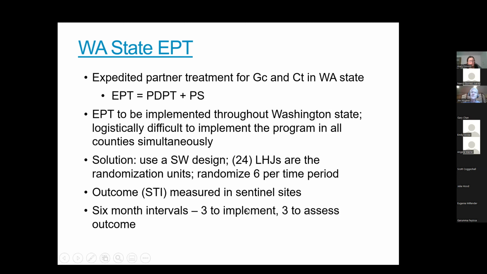Now, on the whole issue of how long it is going to take to implement this, we planned for about 6 month intervals between steps. And the idea was that we would take 3 months to implement, and then hopefully the intervention would be having an effect in those counties after about 3 months of implementation. And so then the latter 3 months is when we would actually collect data to use in the assessment of the intervention. So that was sort of the plan.